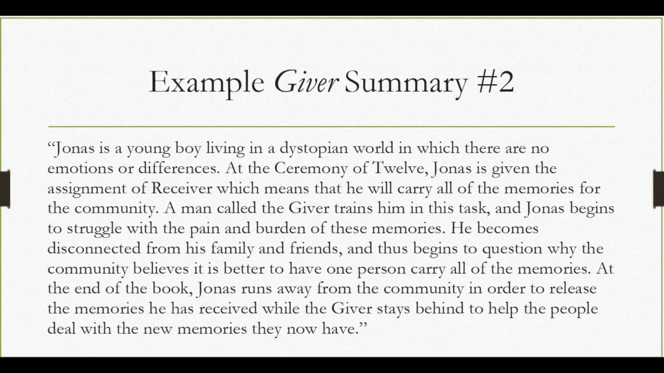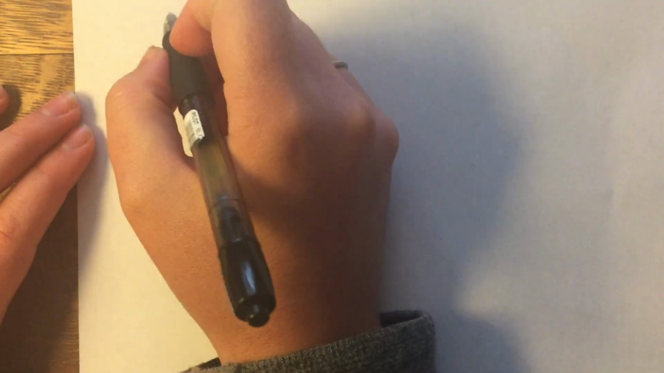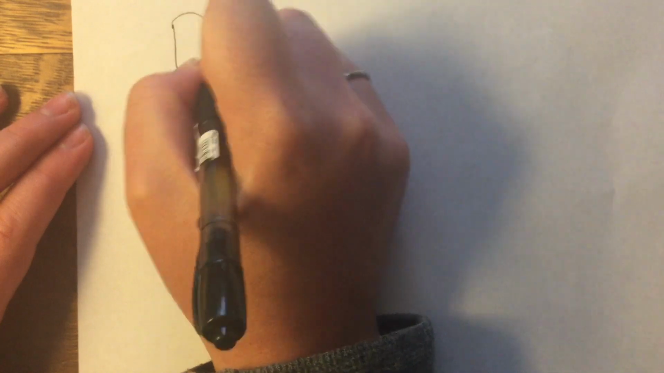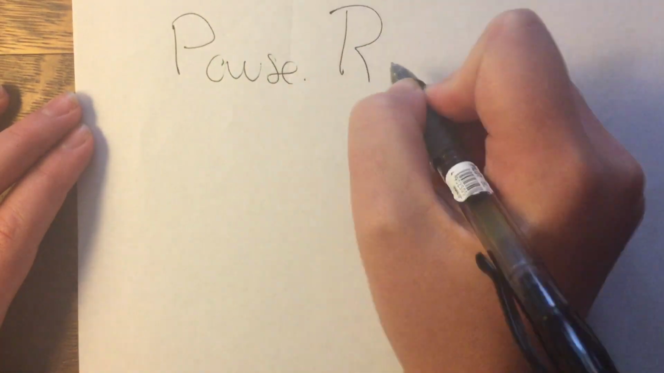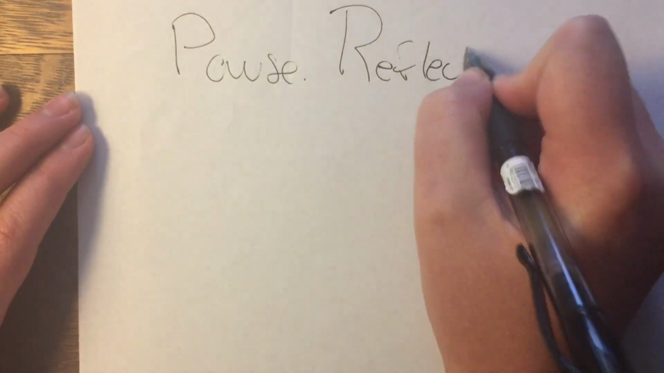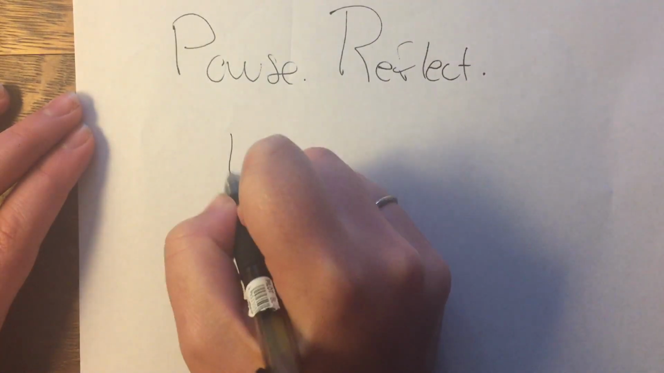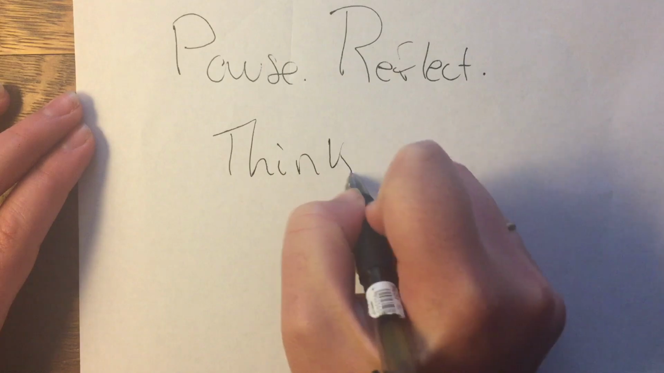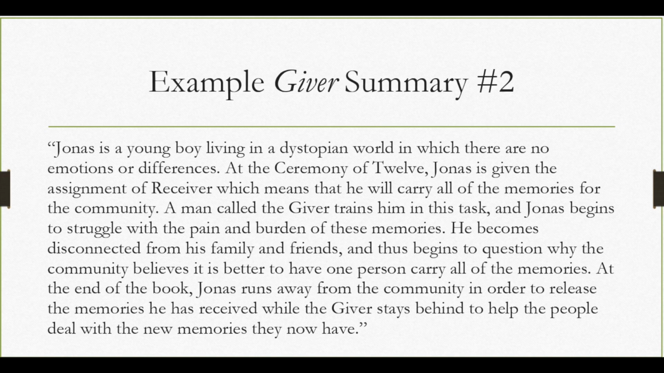Let's take a look at another example. What did you think of this summary? Hopefully you said it was a good summary. Let's go through the checklist again. This summary only includes information found in the book and includes none of the writer's own opinion. It also captures the main sense of the story by only including necessary information that advances the plot. In addition, there are no quotes used in the summary, only the writer's own words.